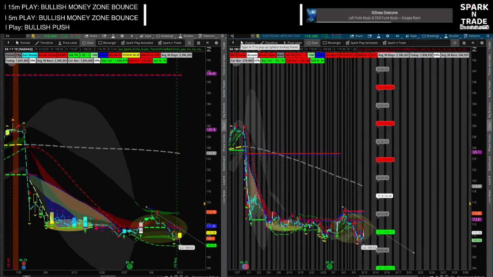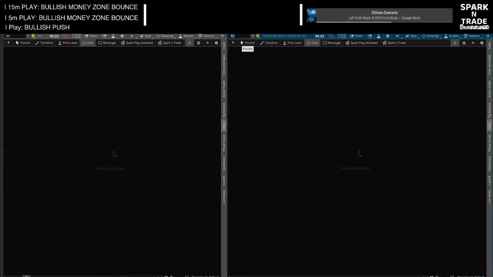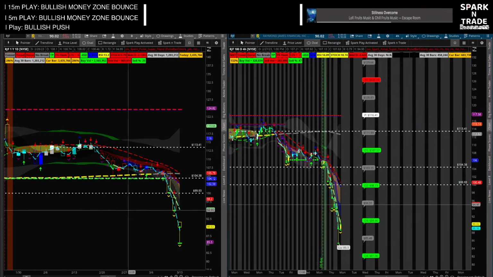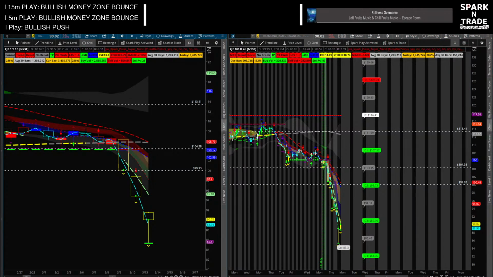Now RJF, let's go take a look at the banks and get the rundown. Didn't forecast this at all, but now we're down to 90. Holy shit, Raymond James took the blow too today.